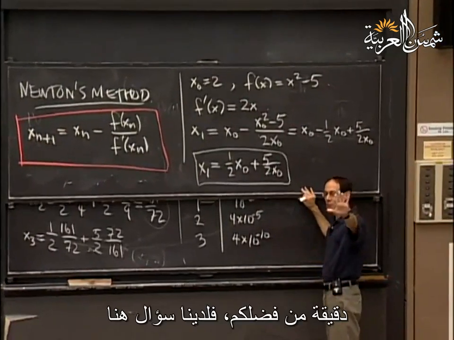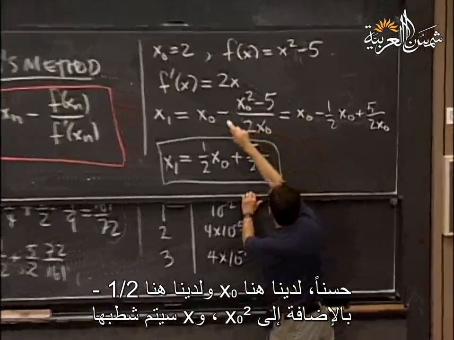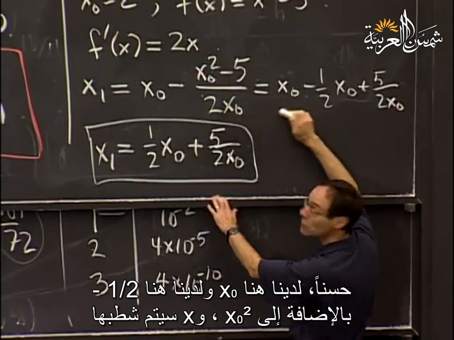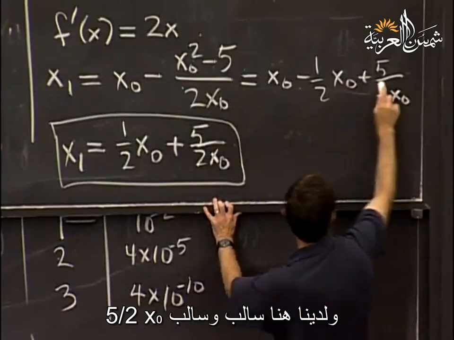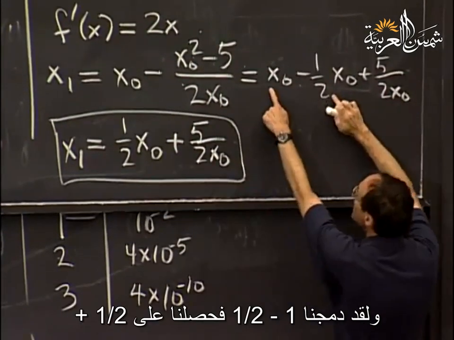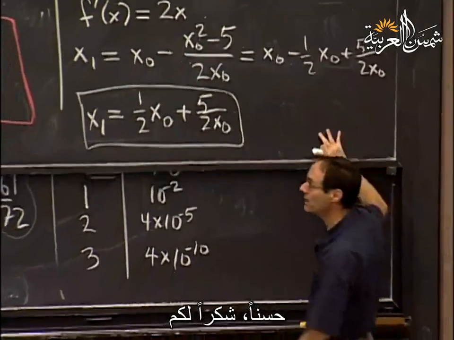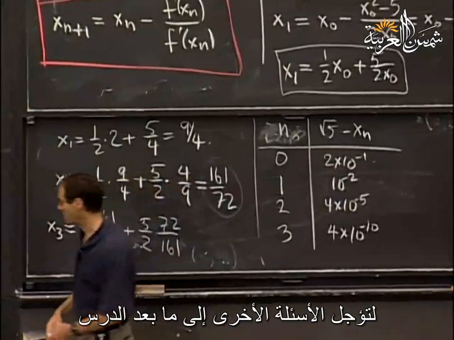Hang on, folks. We have a question. Well, let's just answer it. So here we have an x0, and here we have minus 1/2. There's an x0 squared and an x which cancel. And here we have a minus and a minus 5 halves x0. So I combined the 1 minus 1/2. I got plus 1/2. That's all. Okay? All right. Thanks. We'll have to ask other questions after class.